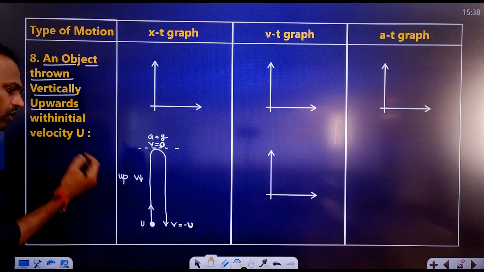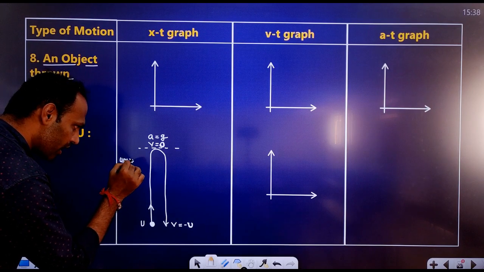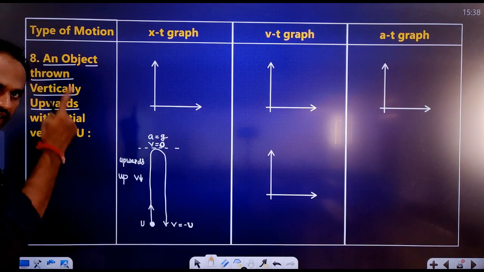You remember this. Okay. When we are moving upwards, the height of the ball from the ground level increases.